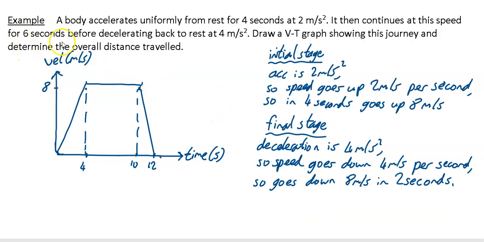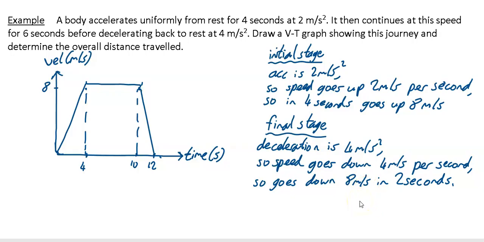So pause the video and write out a better explanation for this really. Okay, so there's the explanation of that. I've written it out a wee bit better. So in the initial stage, the acceleration was 2 meters per second squared, which means the speed goes up 2 meters per second. So in 4 seconds it goes up 2 times 4, so it goes up 8 meters per second. In the final stage, the deceleration is 4 meters per second squared, so that means the speed goes down 4 meters per second, so it goes down 8 meters per second in 2 seconds.